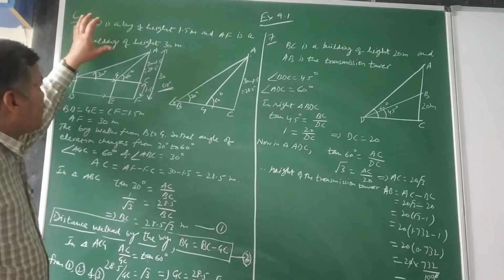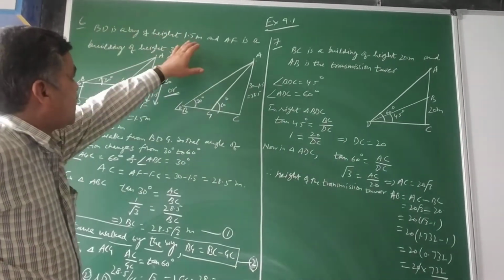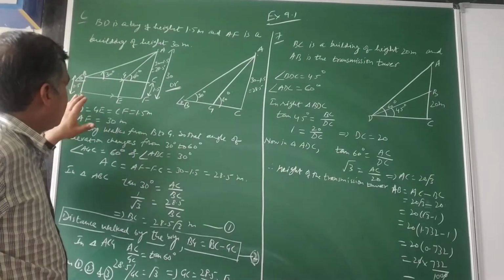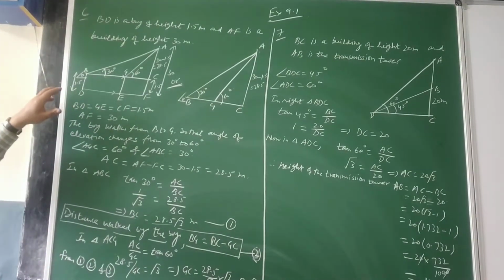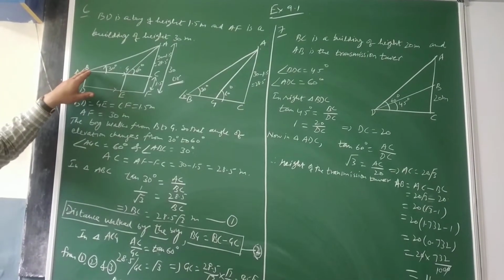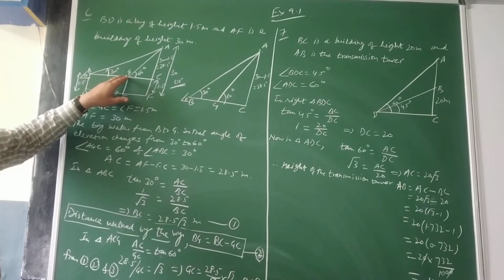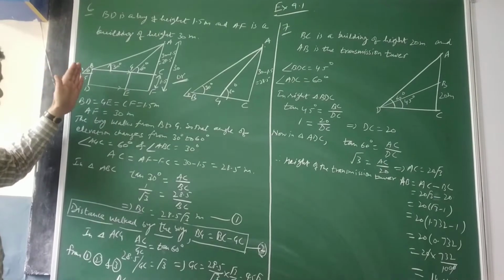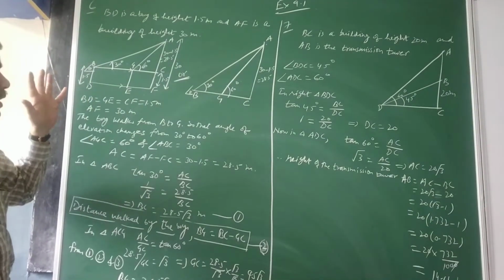So again you need to write the information. BD is a boy, height 1.5, and AF is a building of height 30 meter. I need to calculate the distance moved by the boy. So that is from B to G you can take here. BG I have to calculate, from his initial position towards the building.